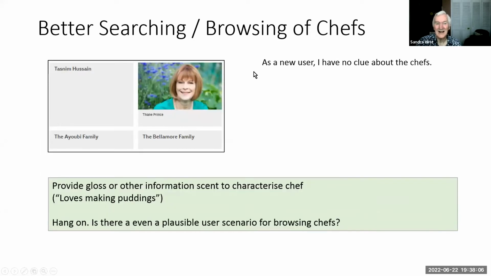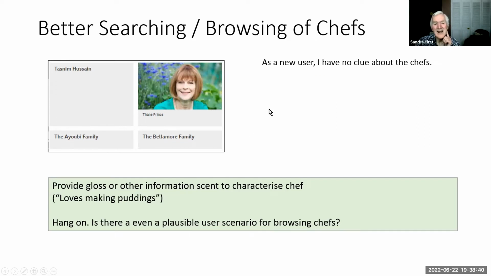Same with the chefs. I'm a new user to BBC. I have no clue about their chefs. So I could maybe improve the presentation by digging in and saying, oh, the Bellamore family loves making puddings, and putting it there as a little bit of gloss underneath the Bellamore family. And Thane Prince loves salads, and the Ayubi family loves Moroccan, etc., etc. So I could do that.